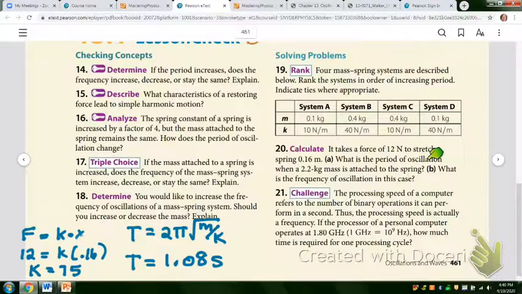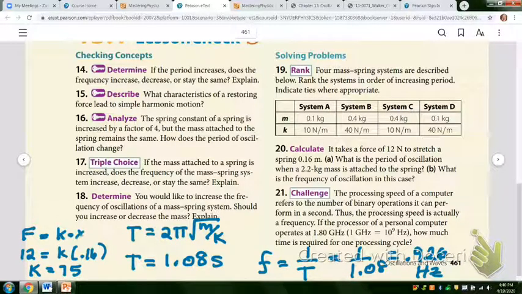All right, so moving on to letter B, what is the frequency of oscillations in this case? Well, you don't need to go through the formula again for frequency. You know frequency is simply the reciprocal of period. So if you know period, frequency is 1 divided by the period. They're reciprocals of each other. So 1 divided by 1.08. And if you type that in, you will get 0.926. So frequency of 0.926 hertz. And that's all of your examples for this lesson.